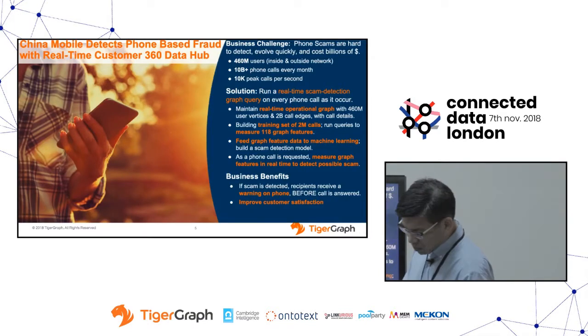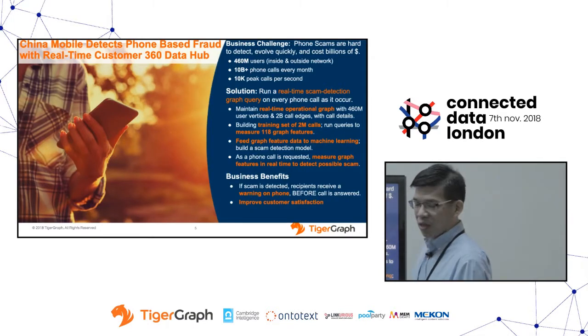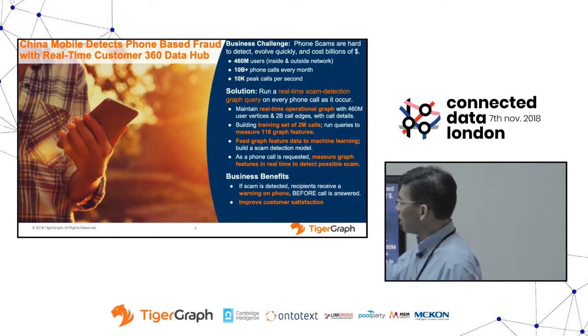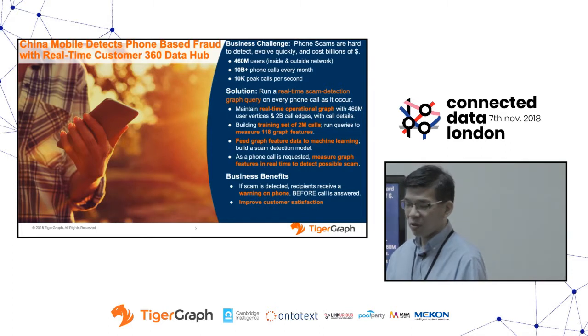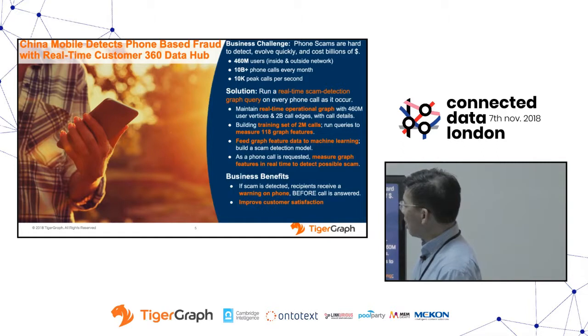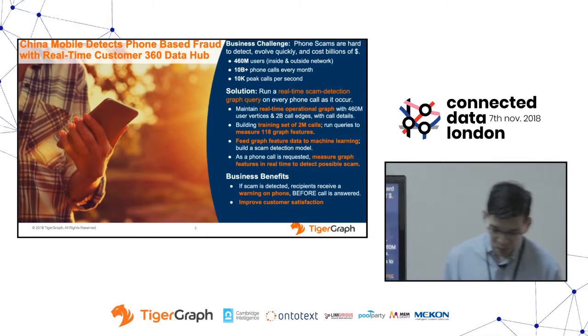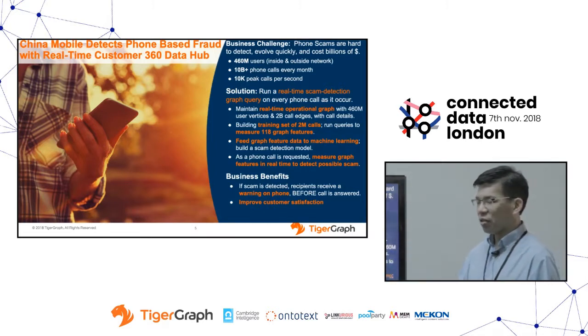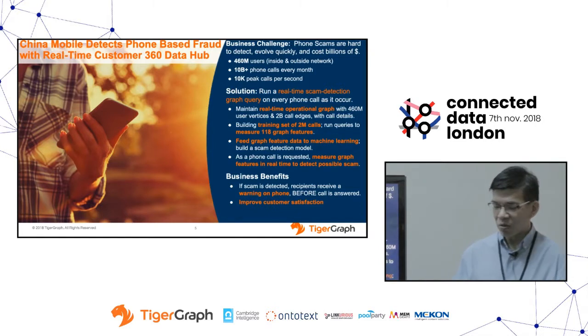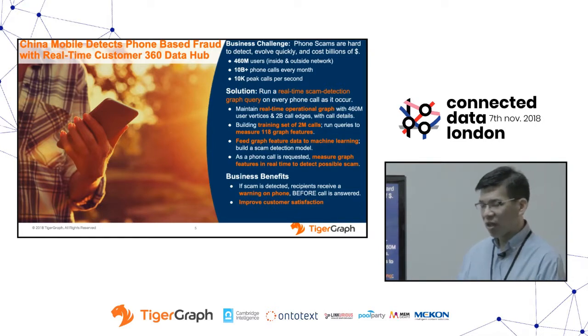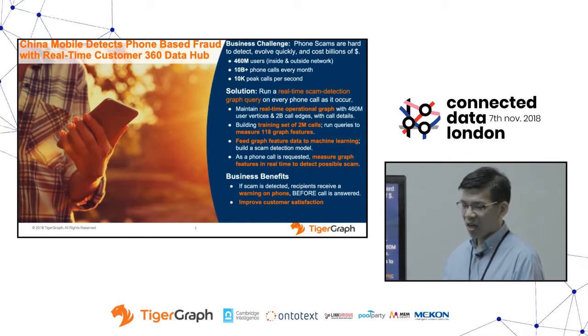I'm going to start by talking about one of our use cases, China Mobile. China Mobile is a mobile telephone network in China, so therefore one of the biggest, if not the biggest, telecom in the world. And they had a problem. Just like everywhere, there's a lot of phone scam. People call up, trying to engage you in some fraudulent activity. That's the worst case. Less severe is they're just an annoying salesperson.